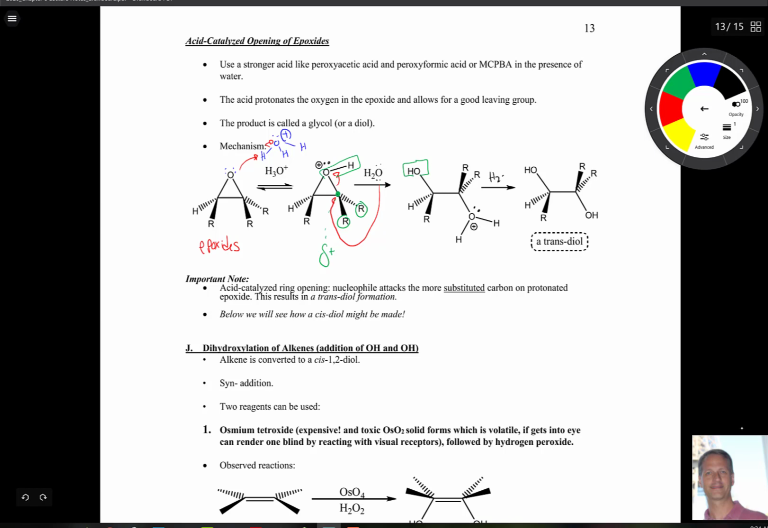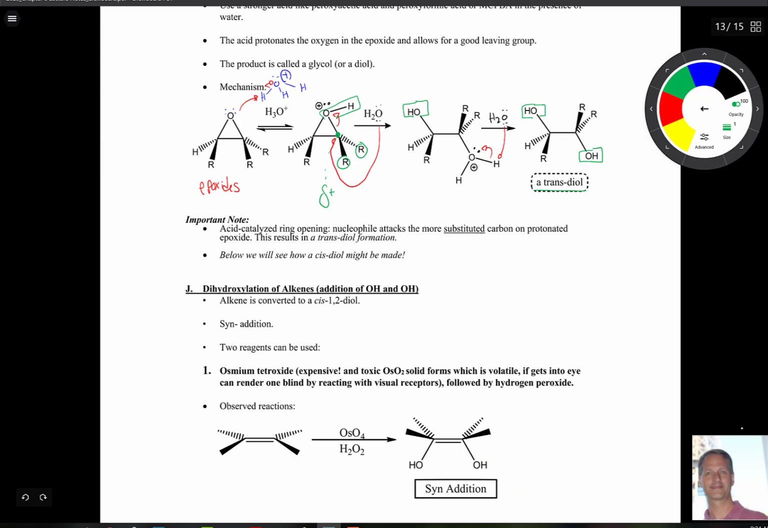And then the last step of this reaction is that you have water coming over, grabbing an H, right, and that makes your trans diol. So we have our OH groups opposite to each other. So in chapter 14, we're going to see how this can occur under basic conditions. But in this chapter, we're just going to talk about acidic conditions. So again, to point out here, we've made a trans diol.